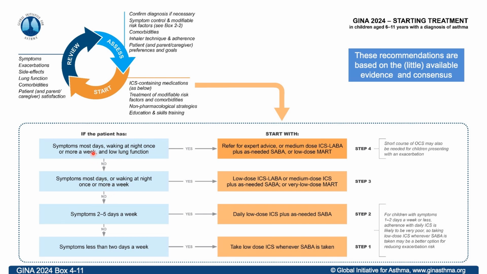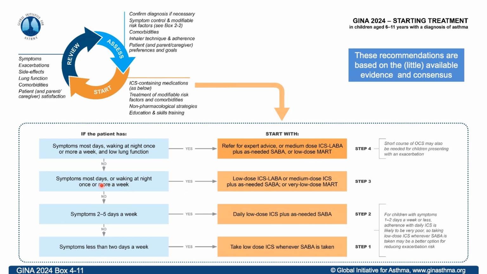So a patient has come, this is 6 to 11 years. Symptoms are most days and waking at night once or more a week, and low lung function. So yes, this is step 4. You refer to an expert or you give medium dose ICS-LABA, which could be ICS-formoterol plus as-needed SABA, or low dose MAT. We could just use this MAT as both maintenance and reliever. If I were you and this is just an examination, I just want to make my exam or my clinical practice very easy, I'll just give low dose ICS-formoterol.